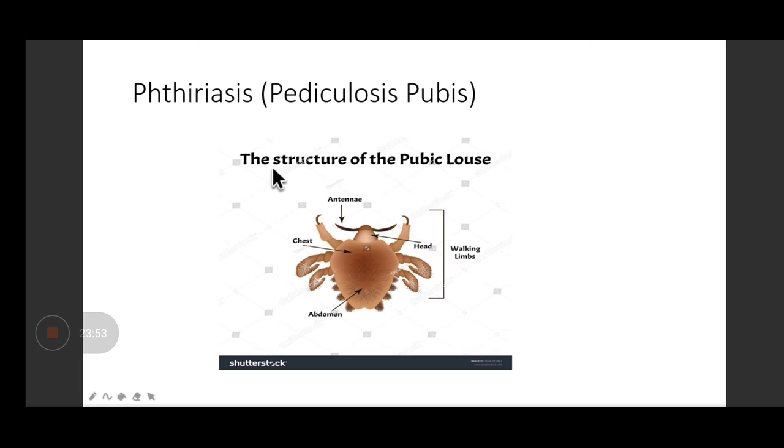Then another genital infection caused by lice is pediculosis pubis, that is, pubic lice. You must have heard about the head louse and the body louse. There are 3 types of lice: head, body, and pubic lice. If you remember the picture of the head louse, the pubic louse is more of a crab shape, and it is a blood-sucking arthropod.